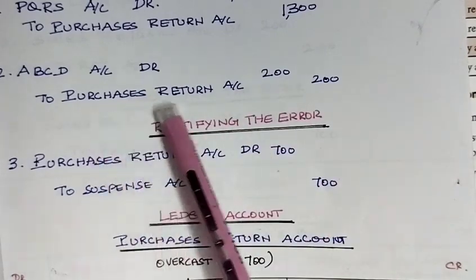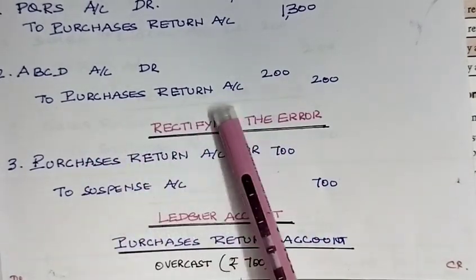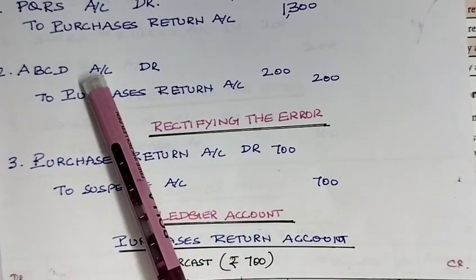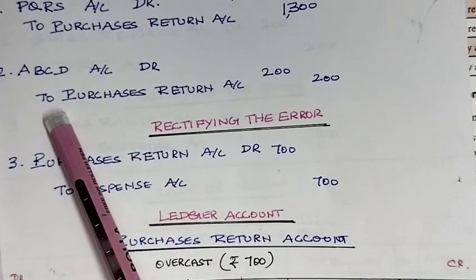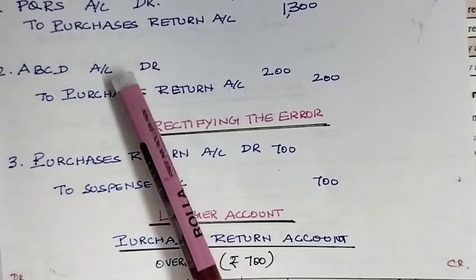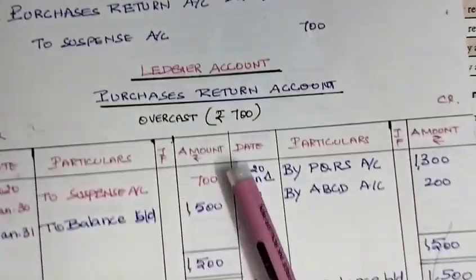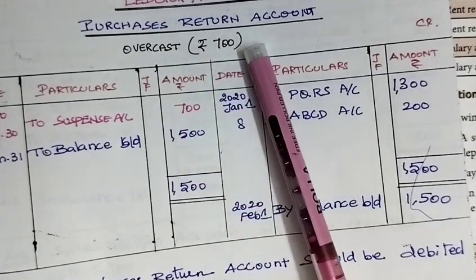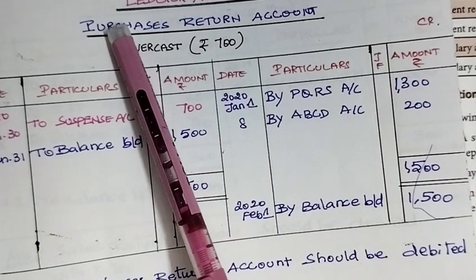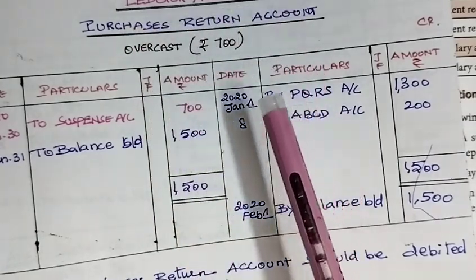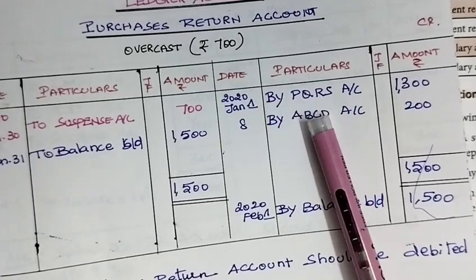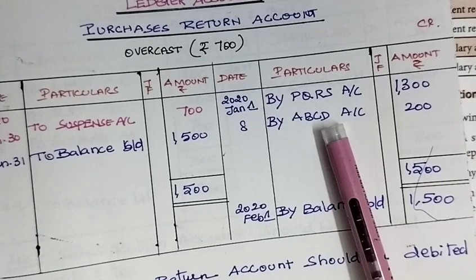Where does the purchases return account show? It appears on the credit side. This is the opposite of the purchases account. Purchases account is debited and purchases return account is to be credited, right? So how do you post it in the ledger account? In the ledger account, the purchases return account is to appear on the credit side. Because the purchases return account is on the credit side, you post the purchases return account on the credit side. On the credit side, you have to write the opposite account.